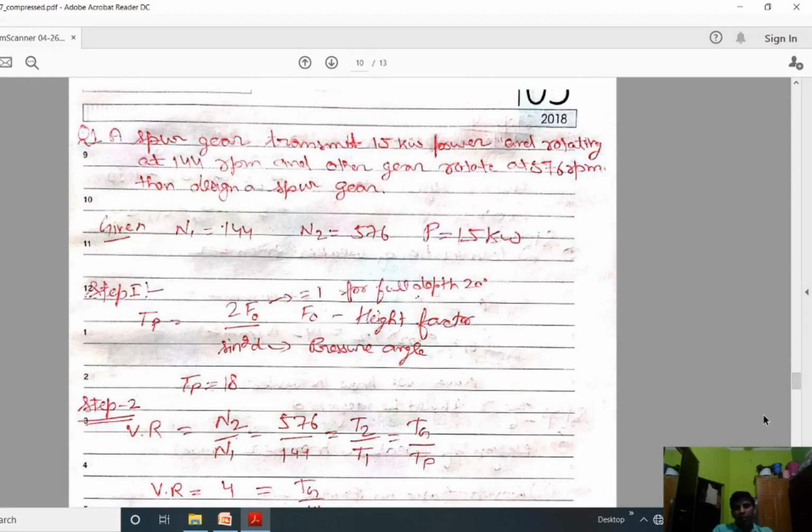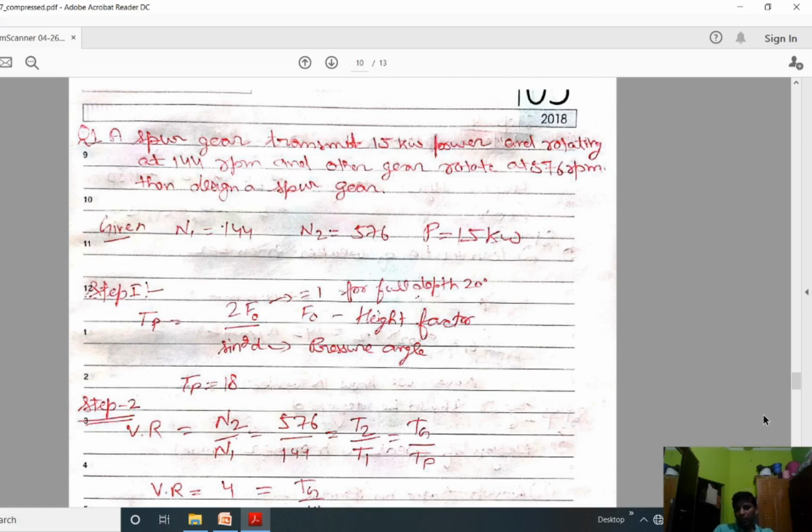In this numerical problem, a spur gear transmits 15 kilowatt power. Power is given, transmitted by the gear, and rotating at 144 rpm, and the other gear rotates at 576 rpm. Then design a spur gear. We have to design a spur gear, and we have only three values, that is N1, N2 and P.